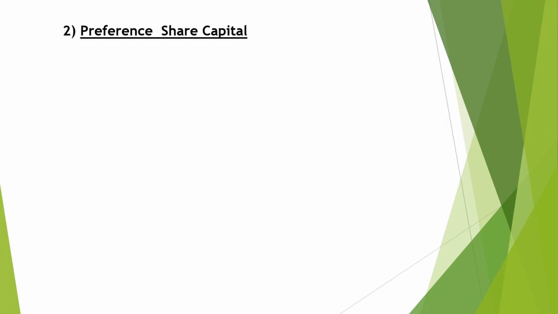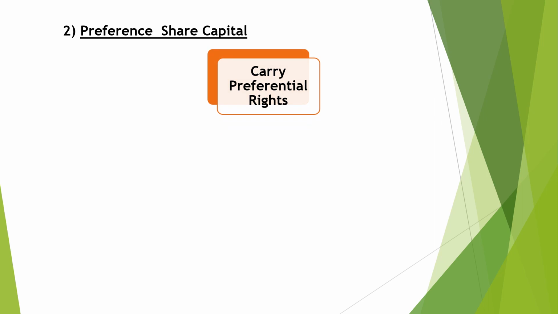Let us now move towards the second component, which is preference share capital. What do you understand by preference share capital? Preference shares are those shares which carry preferential rights or priority rights over the equity shareholders. Preference shareholders enjoy two priorities over equity shareholders.